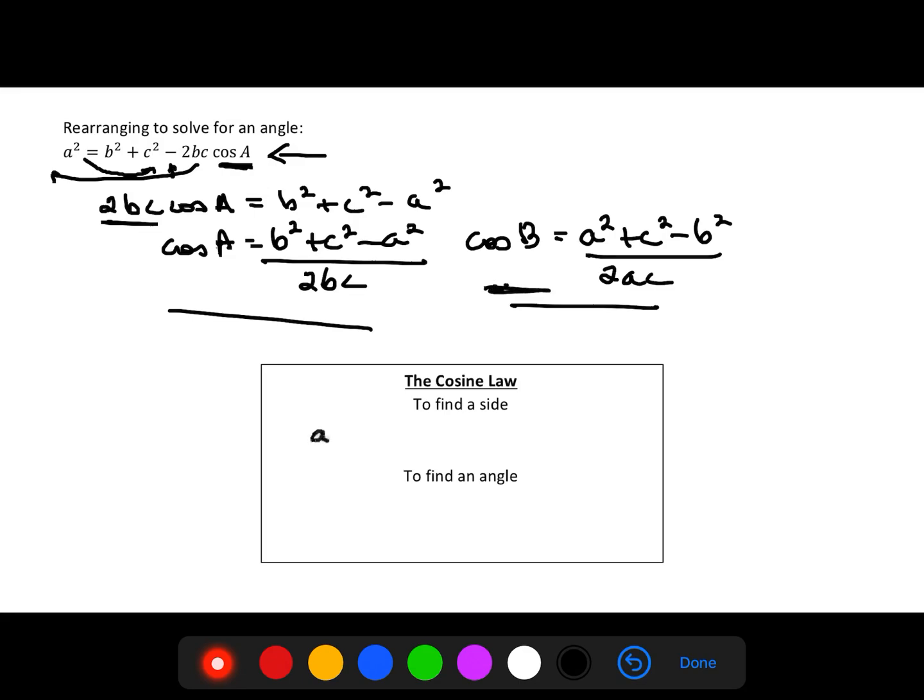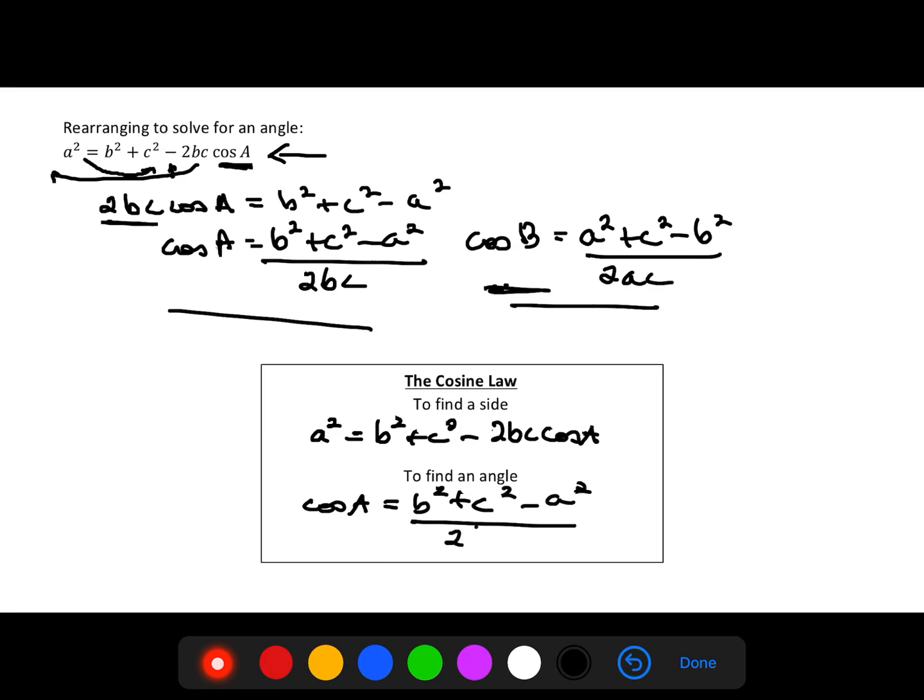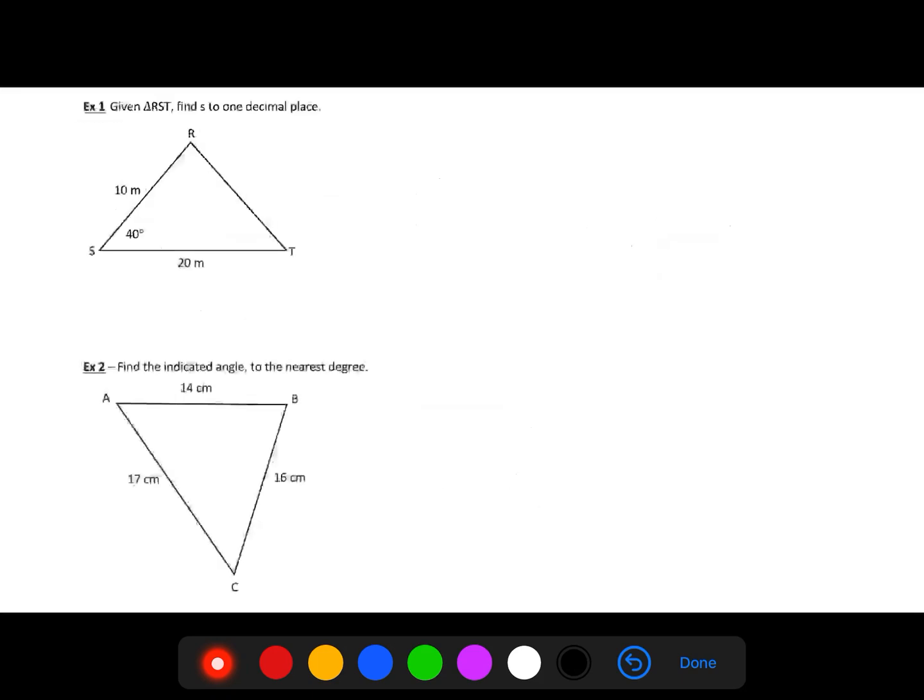So we can think about either remembering how to rearrange our side formula, or just remember what our angle formula is. So in general, a squared equals b squared plus c squared minus 2bc cos A. And for an angle, cos A equals b squared plus c squared minus a squared divided by 2bc. So looking at some examples.